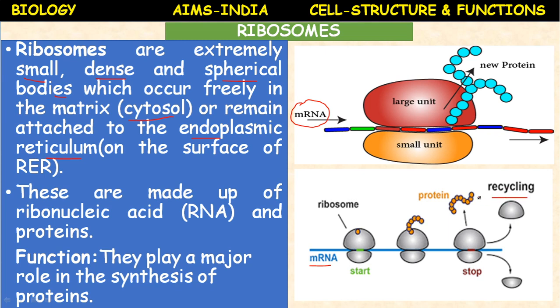It is a physiological phenomenon in which the proteins are synthesized by the ribosomes. That is why ribosomes are also called protein factories of the cell, because they always synthesize new proteins. They are made up of RNA, ribonucleic acid, and proteins. The major function is synthesis of proteins.